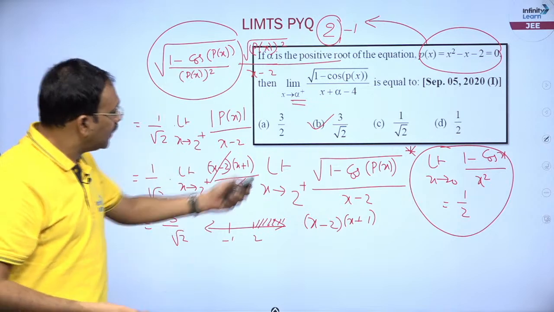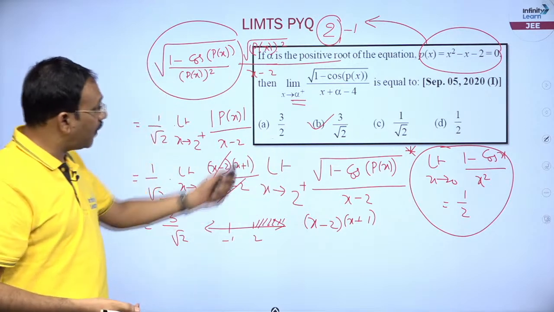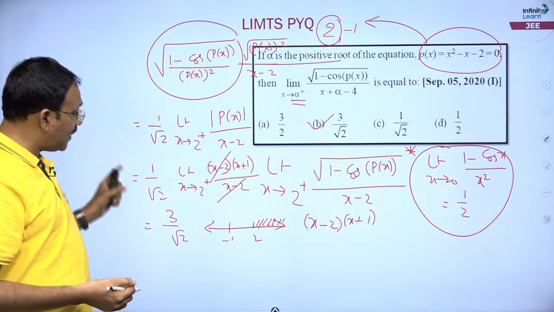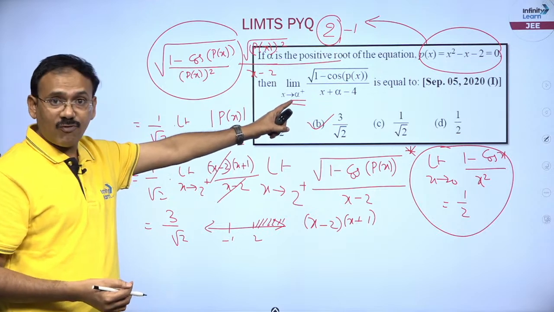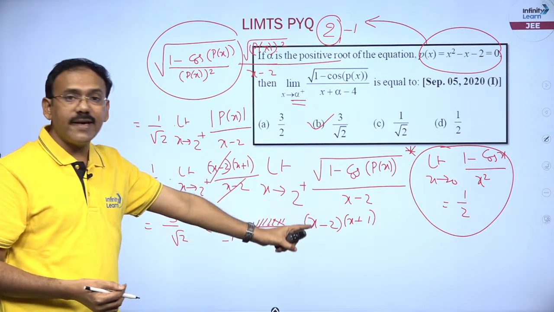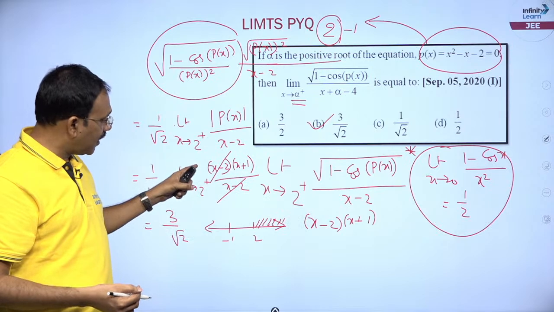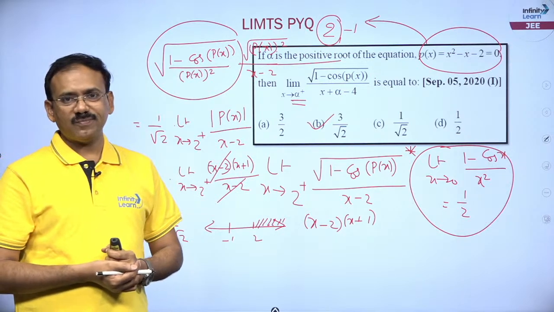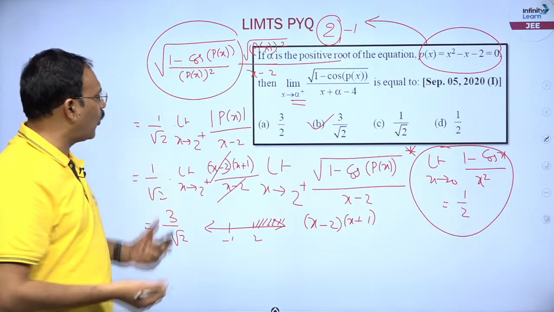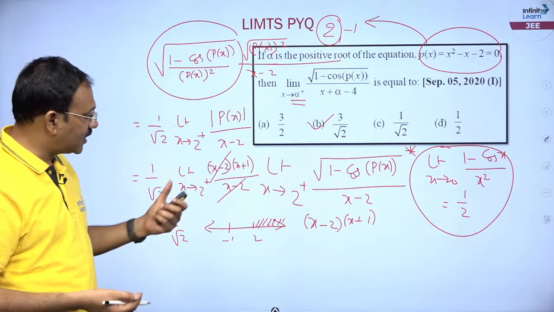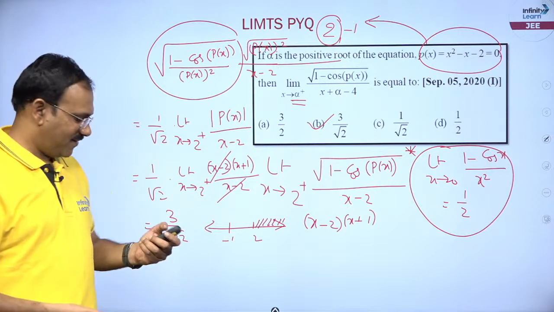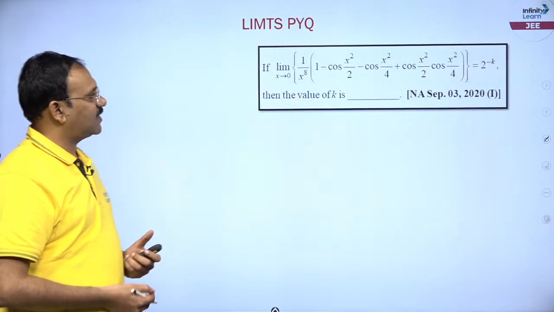So thank God he didn't give minus 3 by root 2 in the options. If the problem is x tends to 2 minus, here the quadratic expression is negative, here minus comes, and the answer would be minus 3 by root 2. So you may ask me why I am worried about it: the behavior of quadratic expression is also very important in this problem. Okay, fine. Next, dear students.